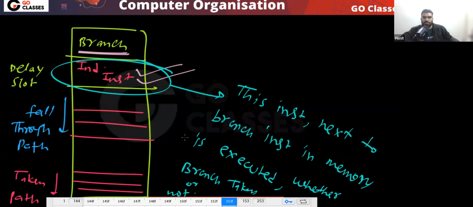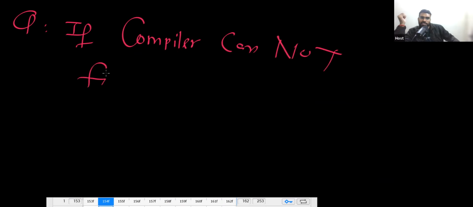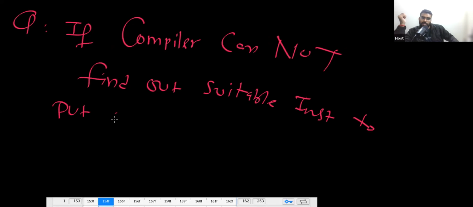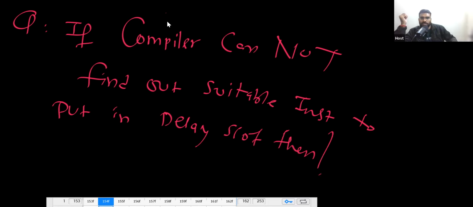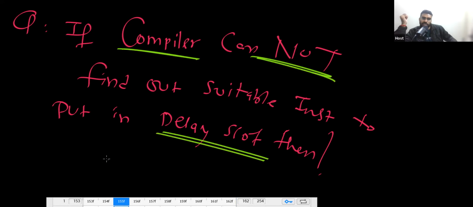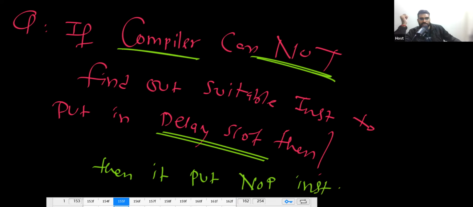Clear? If the compiler cannot find a suitable instruction to put in the delay slot, then what will it do? Then it will put a NOP instruction. If the compiler cannot find a suitable instruction to put in the delay slot, it puts a NOP instruction. Is this clear to everyone?